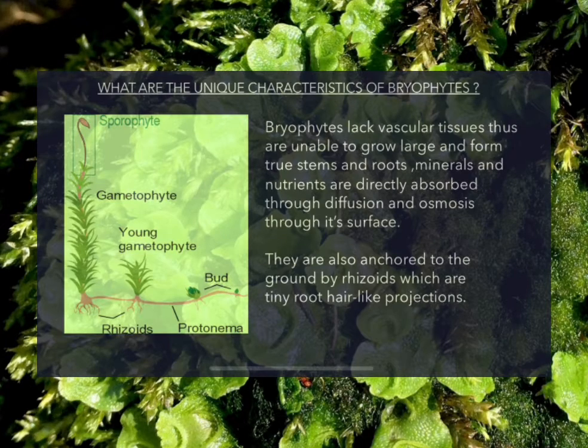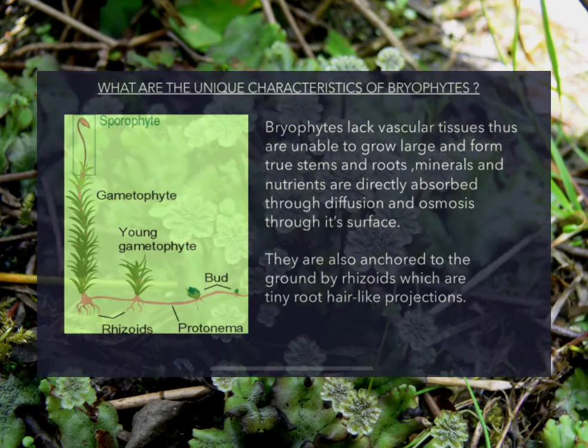For the unique characteristics of bryophytes, bryophytes lack vascular tissue, thus are unable to grow large and form true stems and roots. Minerals and nutrients are directly absorbed through diffusion and osmosis through its surface. They are also anchored to the ground by rhizoids, which are tiny root hair-like projections.